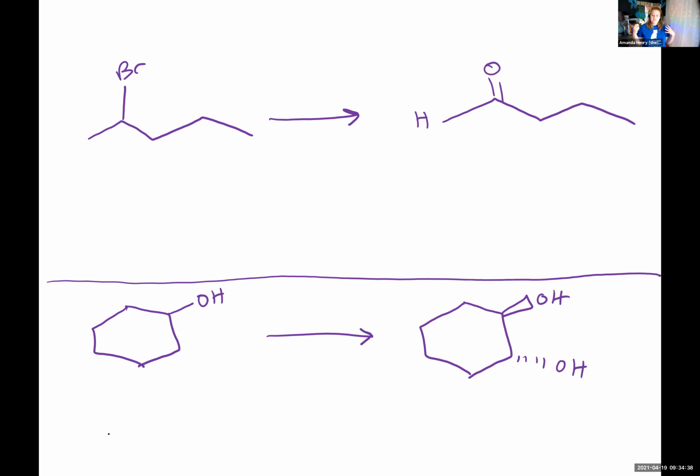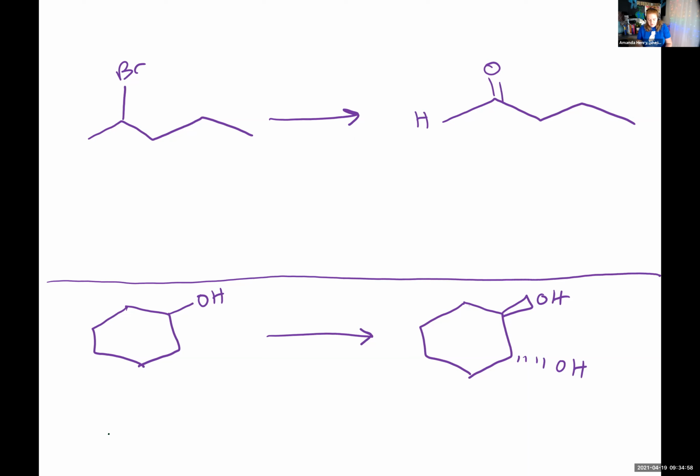Here is how I suggest you approach these. When we look at a multi-step synthesis, we want to see what changes are occurring. So at first glance, with that first problem, we can see some stuff is different. We have a bromine on our reactant. We have an aldehyde on our product.